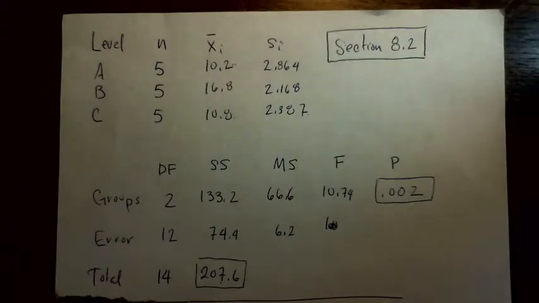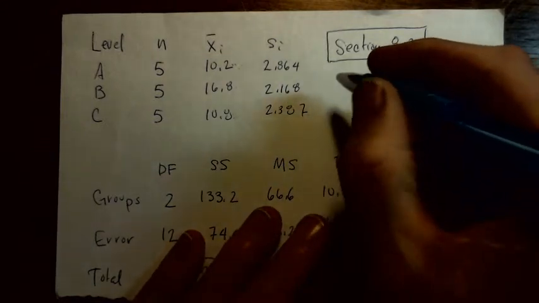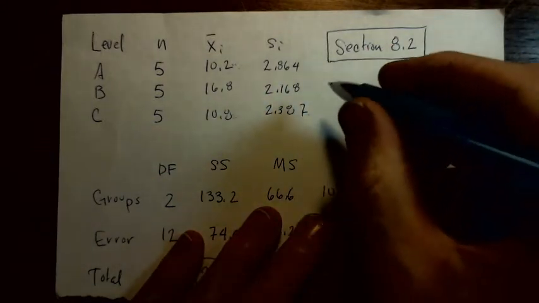Alright, here's section 8.2. One of the weird things about 8.2 is it's mostly about mechanically reading computer readouts. So it's a little bit different. It's not very conceptual. It's just about what is this, what is this, what is this. First thing to remember is our hypotheses.